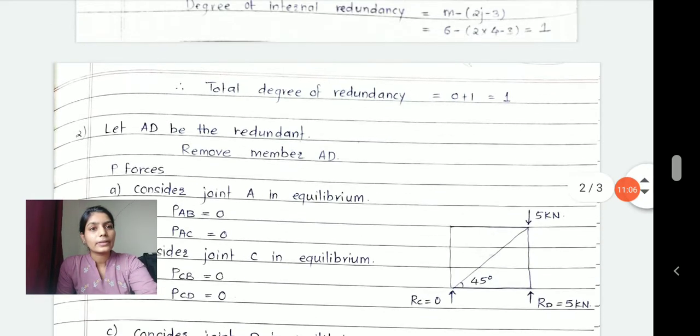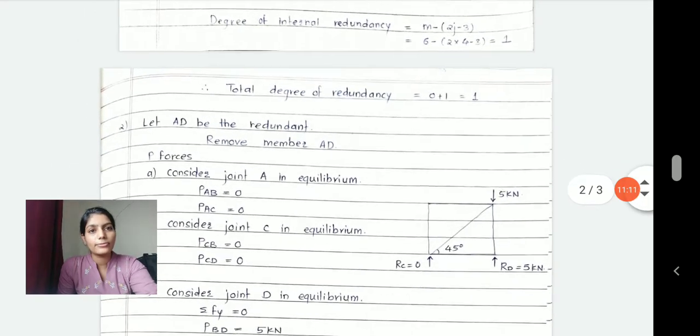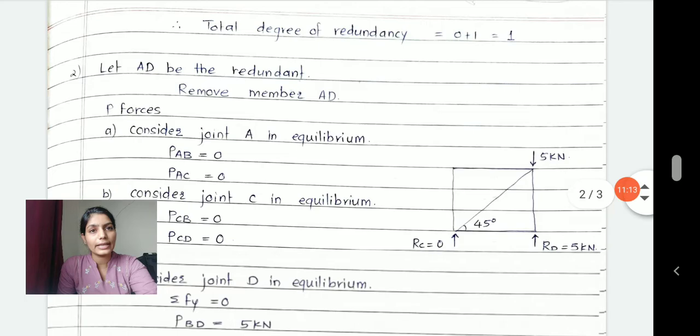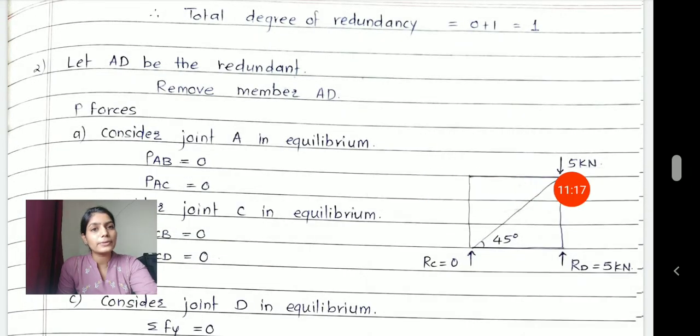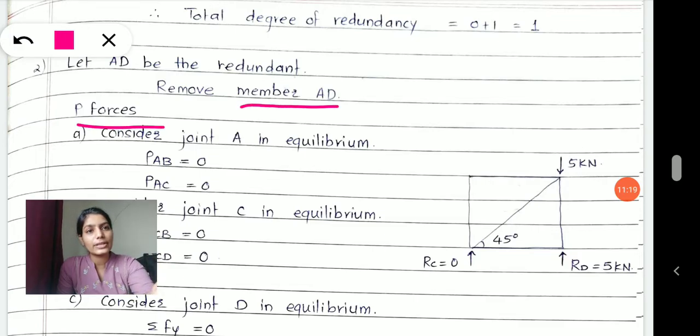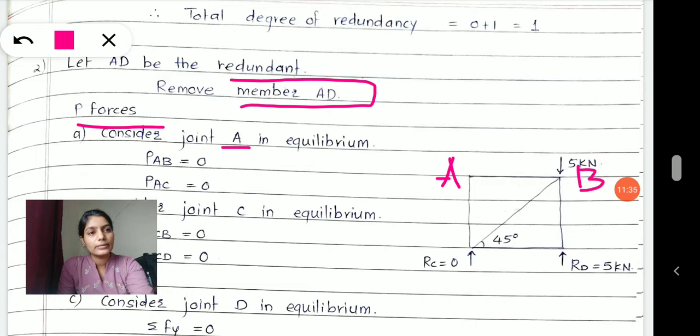Okay. So to calculate the P forces, first of all, the redundant I have taken is AD, and when I go for the P force calculation, I have to remove the AD member. See here, I have removed the AD member. It is not present now. Then consider joint A. So this is A, B, C, and this is D.